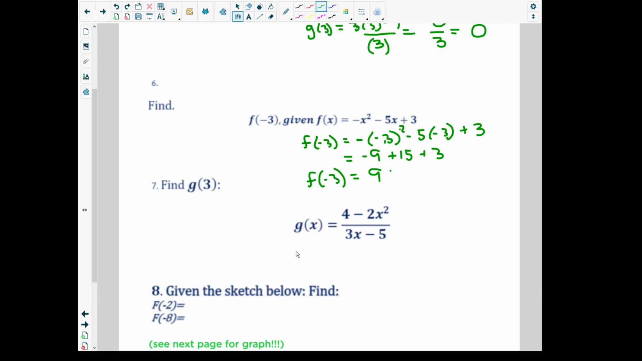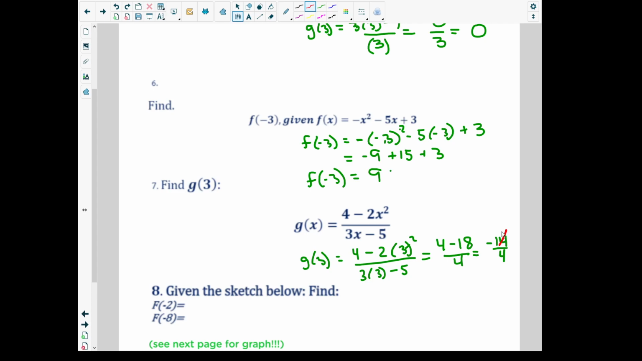Okay, g of 3. So in order to do g of 3 here, I'm just going to write g of 3 equals 4 minus 2 times 3 squared over 3 times 3 minus 5. Okay? Again, I'm going to go a little faster than normal here. 3 squared is 9. Negative 2 times 9 is negative 18. Right? So I get 4 minus 18. And then this would be 9 minus 5 is 4. So that is negative 14 over 4. And that reduces, right?